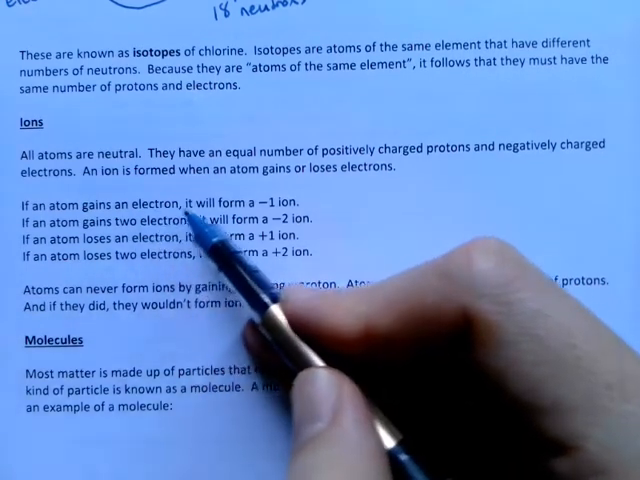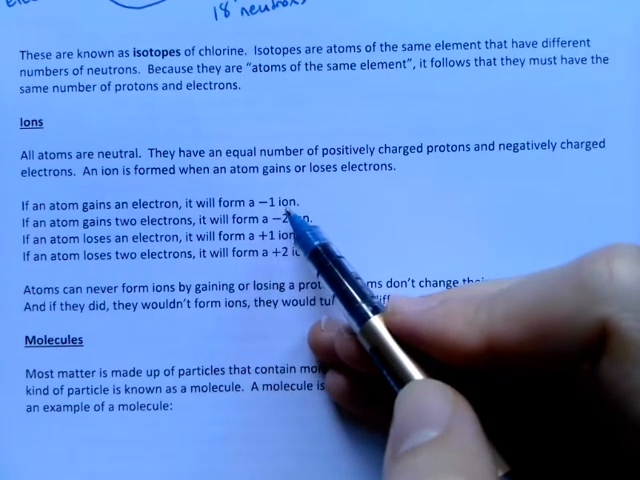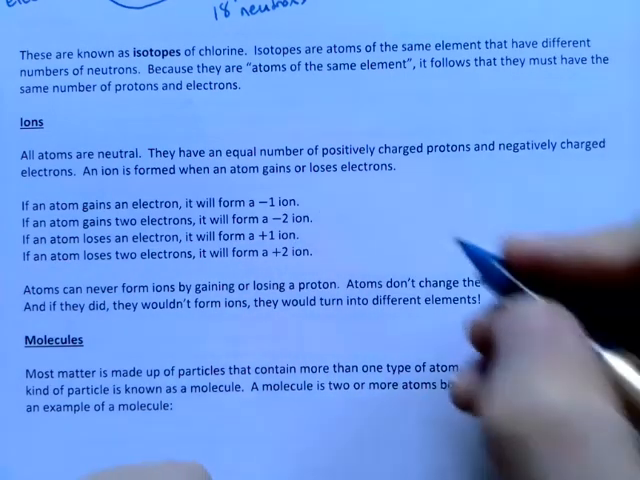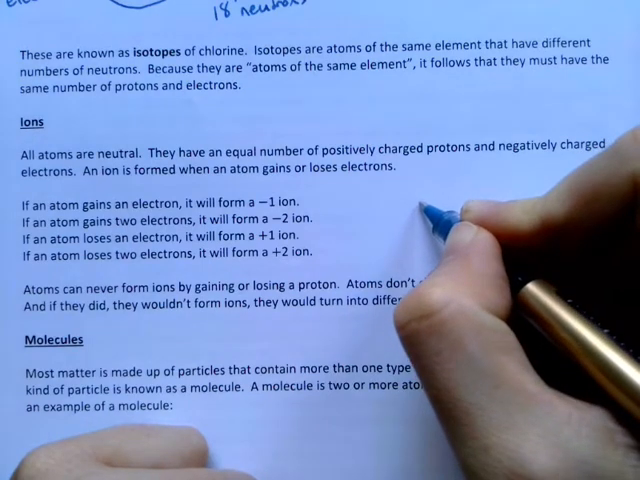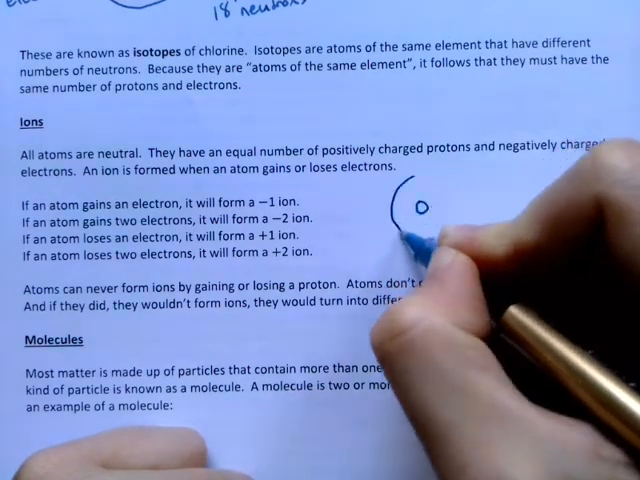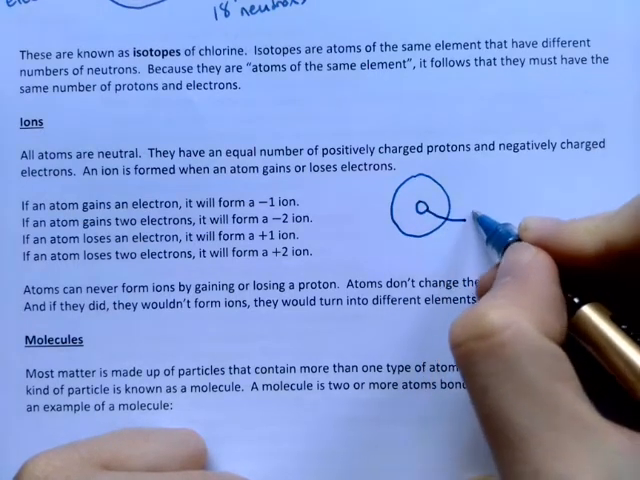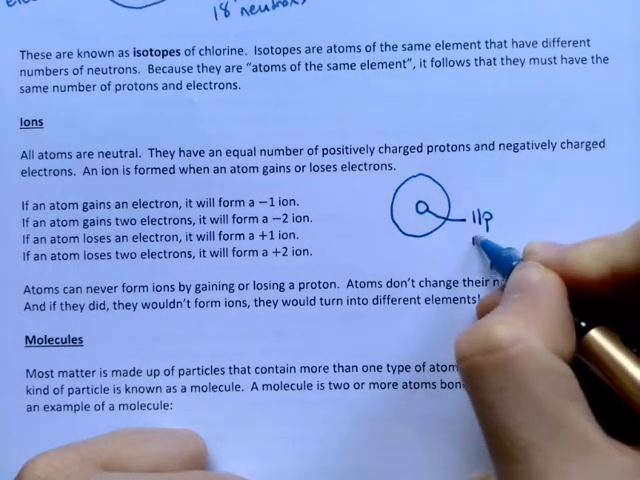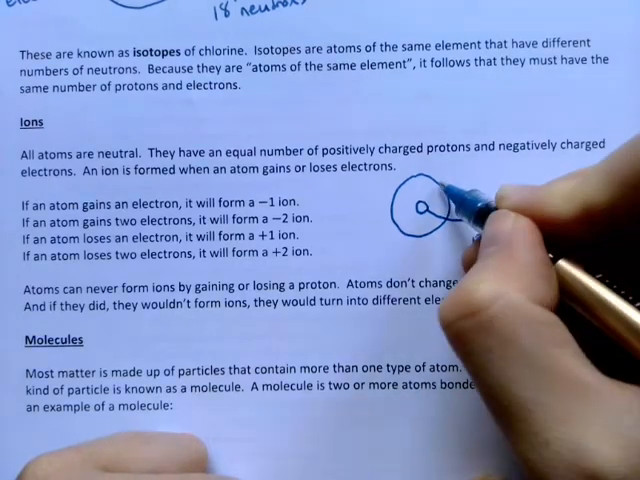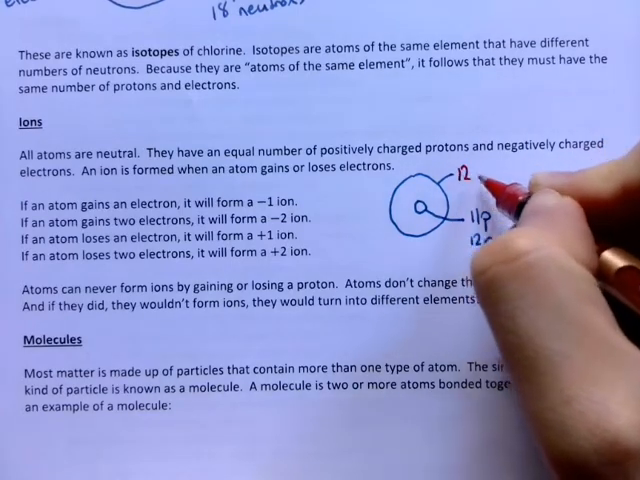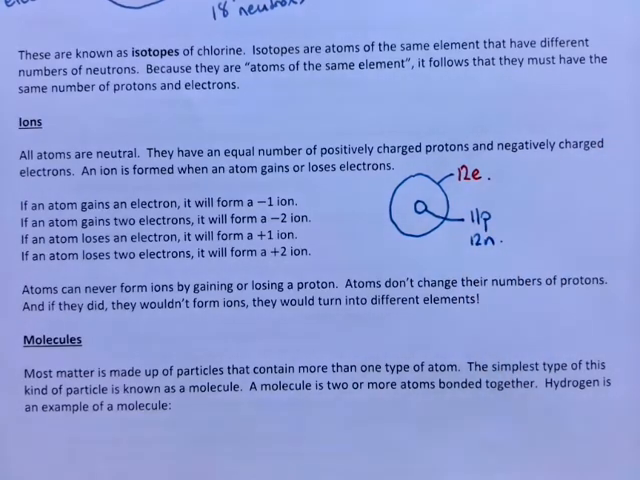So if an atom gains an electron, it will form a -1 ion. So if I go back to my sodium atom, all right, I'll draw it again here. Remember, I had in my nucleus 11 protons, 12 neutrons, and in my electrons, I had 11 electrons. Now let's say I've now got 12 electrons.